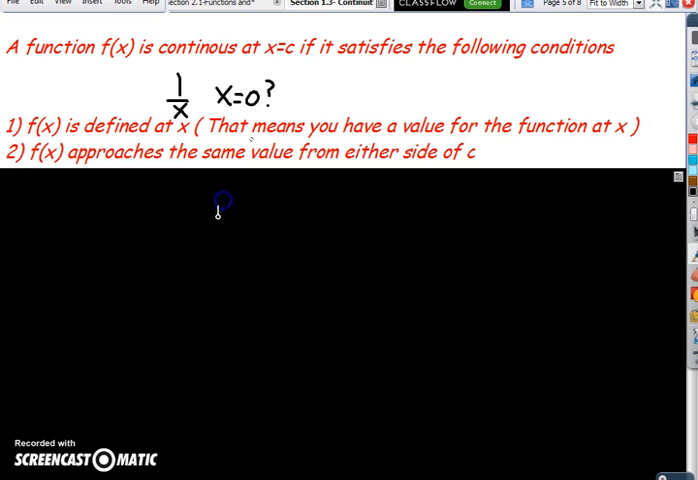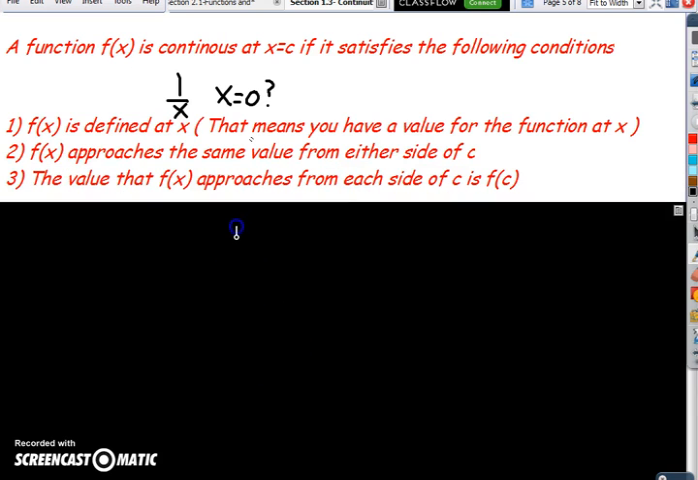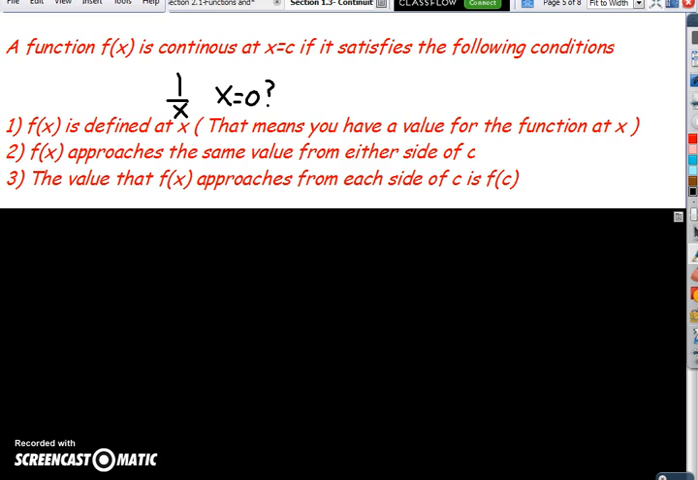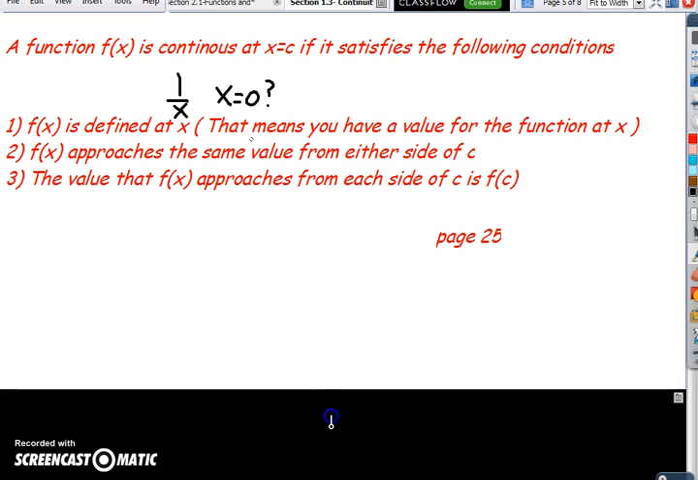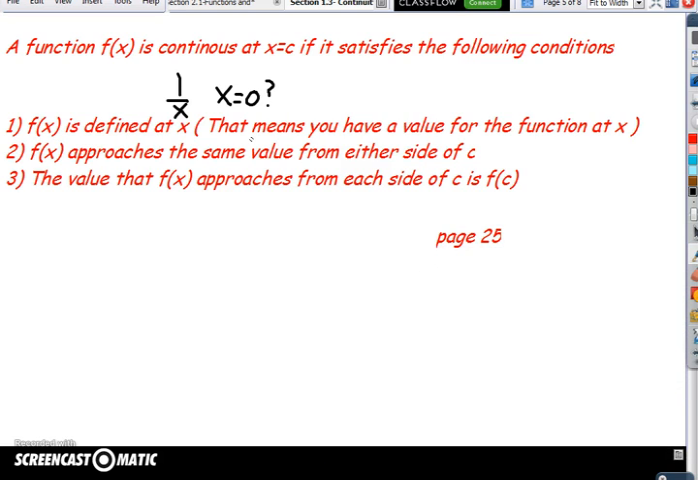The second thing, a function f of x approaches the same value from either side. That means that you have to go from the left and from the right and meet at the same point. And third, the value that f of x approaches from each side is what happens when you put c in here. So what the heck does that mean? This is on page 25 in your book, by the way. So an example. Let's say I have a graph that looks like this, and I have some function here. And this is my c value, and I have a big old hole here.